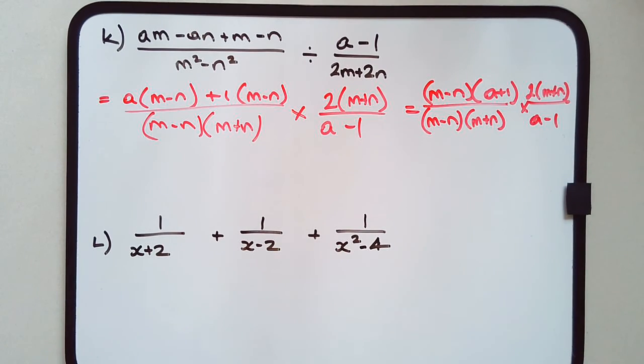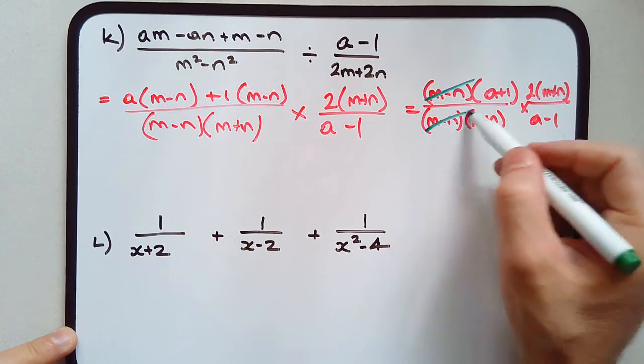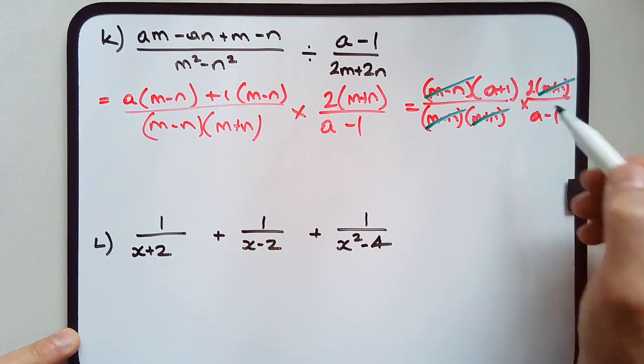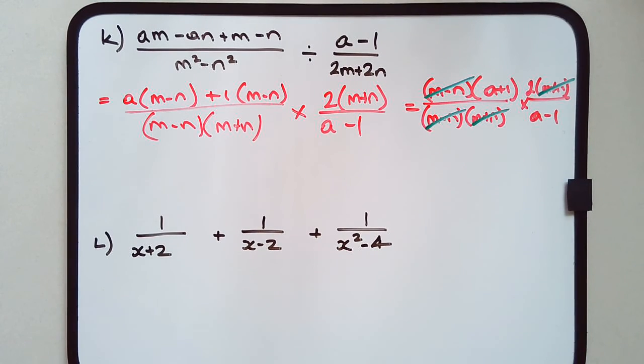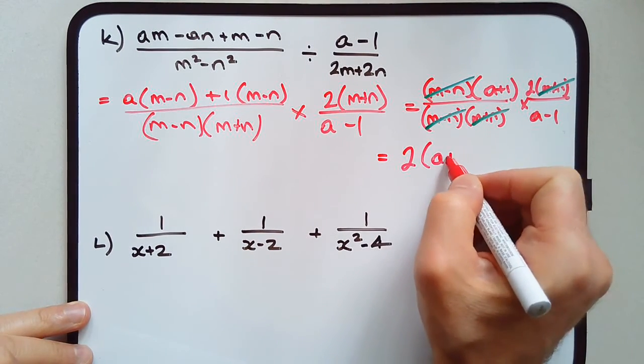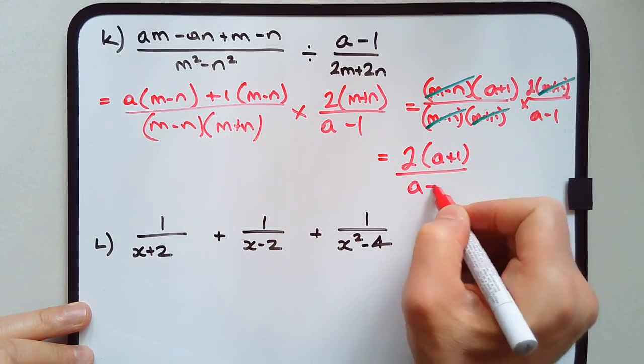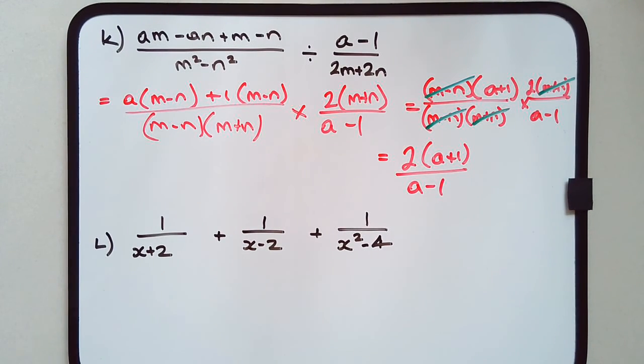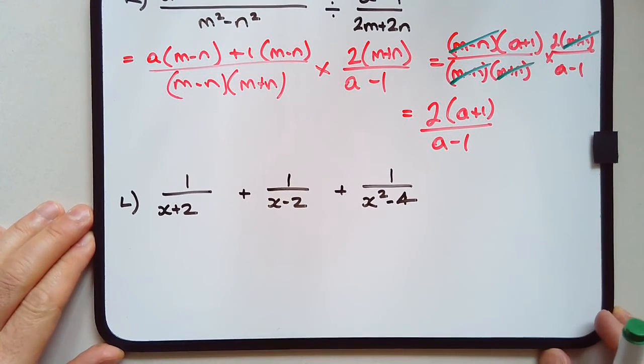Right, so that cancels with that. That also cancels with that. And so we end up with 2 outside of a plus 1 over a minus 1. Okay. Last one. All right.